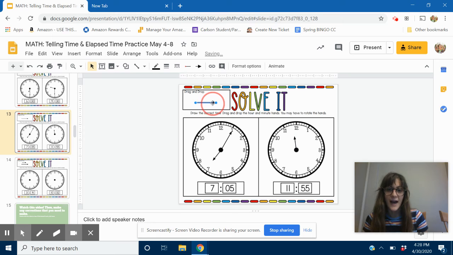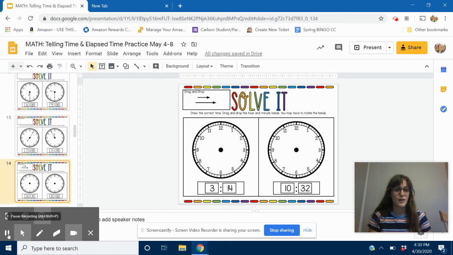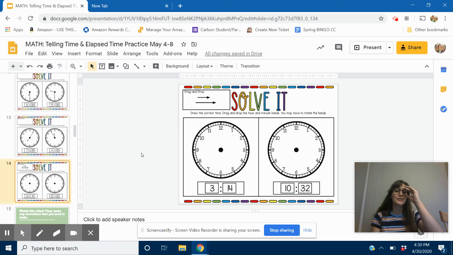And then I'm going to take that minute hand, and if I count by fives all the way around my clock, 5, 10, 15, 20, 25, 30, 35, 40, 45, 50, 55, I know that my hand is going to point directly at that 11, my minute hand, which is longer. All righty. Alrighty, and last slide for today.